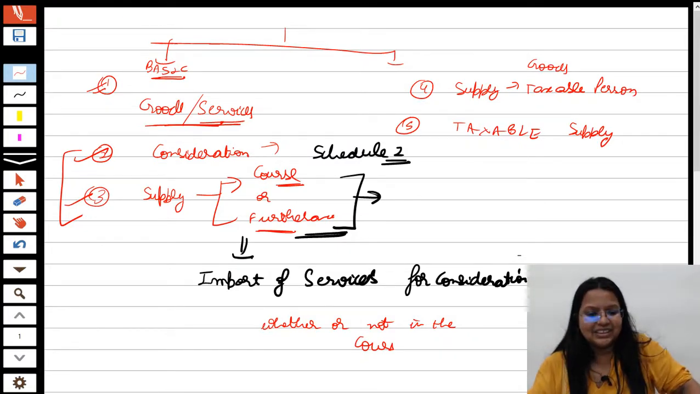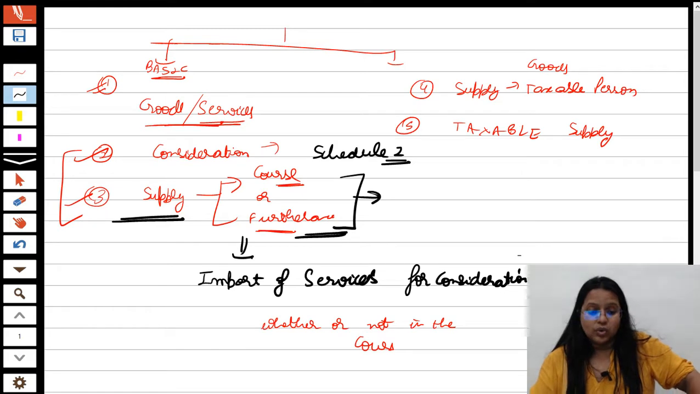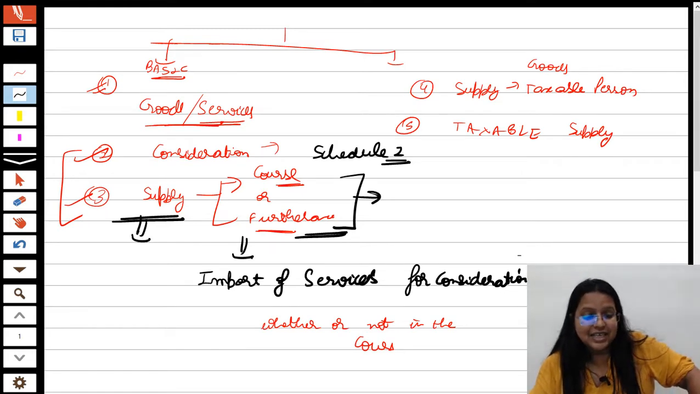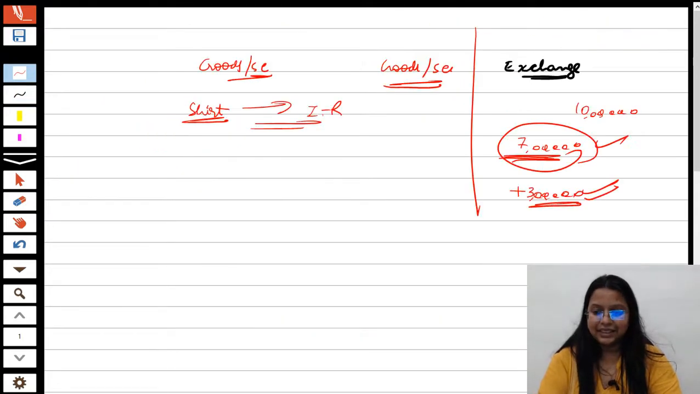Okay, now this is the only exception of this point, this parameter, that is supply in the course or furtherance of business. So this exception has been mentioned in section 7 subsection 1 clause number B. I hope you got this point. Okay, now clause number C is here.